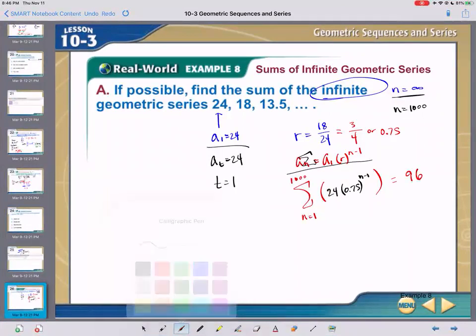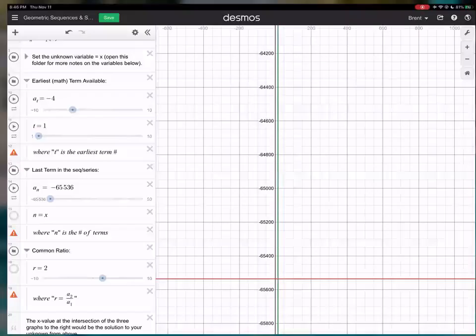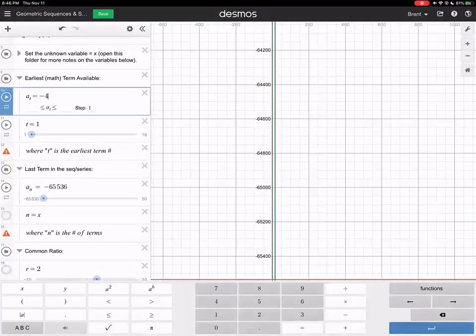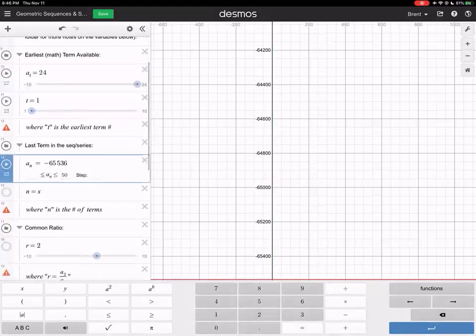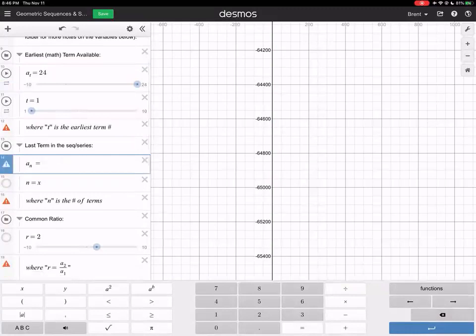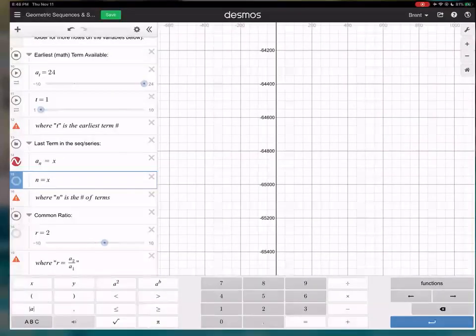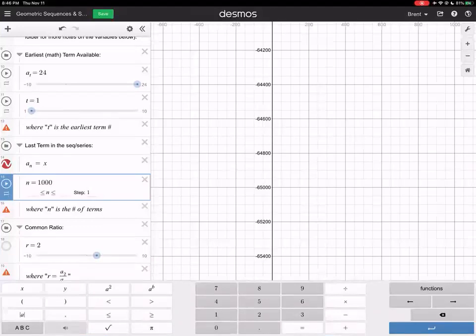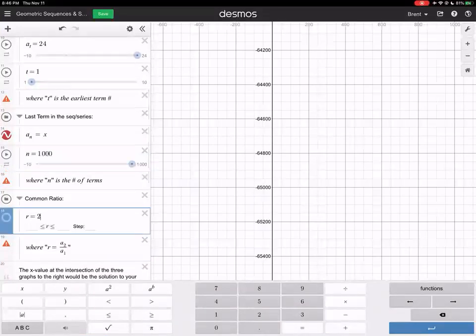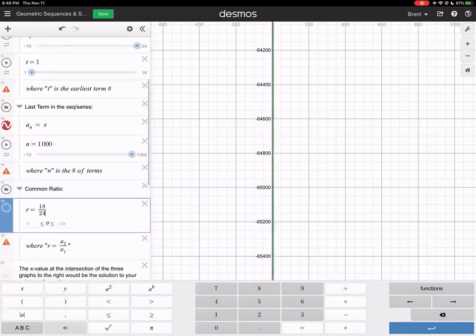Now we'll just use my calculator. If you wanted to use that from the start, we had the first term. The first term was 24. So AT is 24 and T is 1 because it is the first term. We do not know the last term. So that's our X. But we do know we wanted to find, I've forgotten, how many was it? Infinite, 1,000. So I'm going to put 1,000. The common ratio we had was 18 divided by 24.